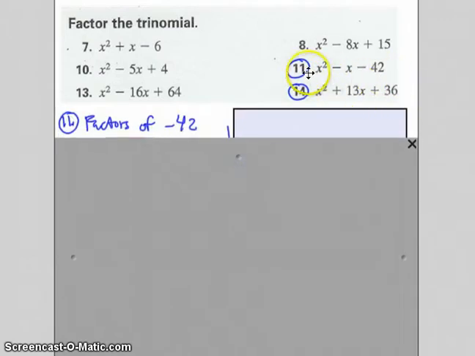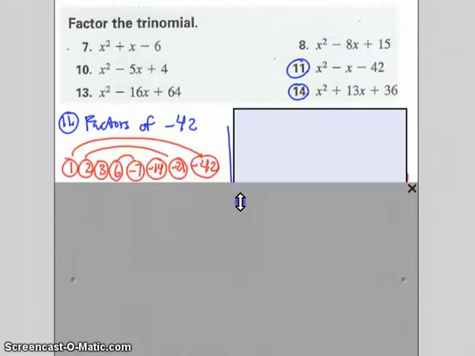In order to figure out what the factors are for this trinomial, I've got to first figure out what the factors are for the number out on the right, the constant. This is negative 42. So what are the factors of negative 42? I've taught you guys to make a rainbow pattern here. 1 times negative 42 will make negative 42. 2 also goes in, though. That would be 2 times negative 21. 3 goes in as well. 3 times negative 14.